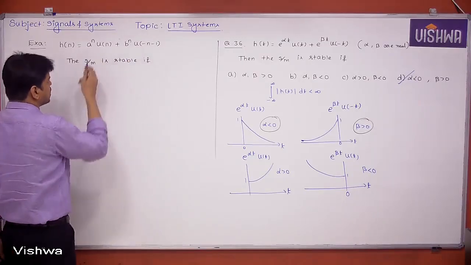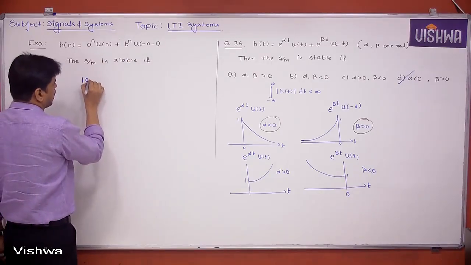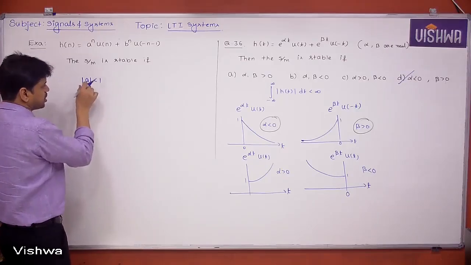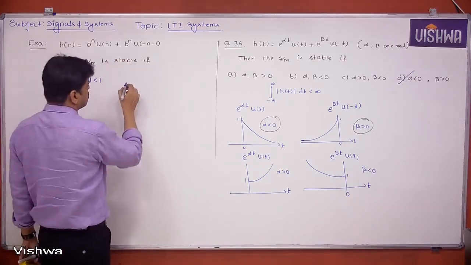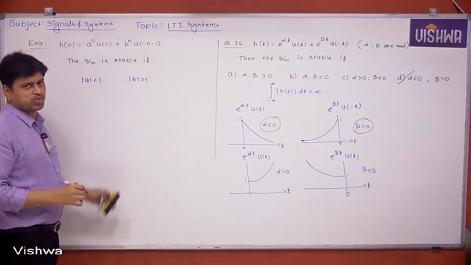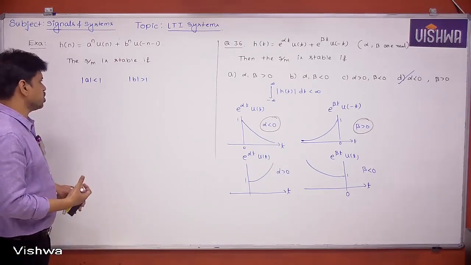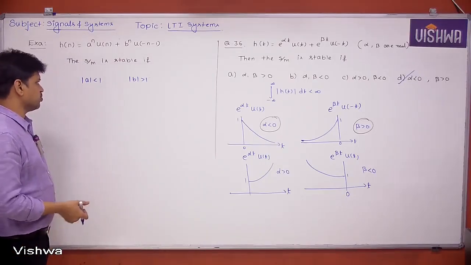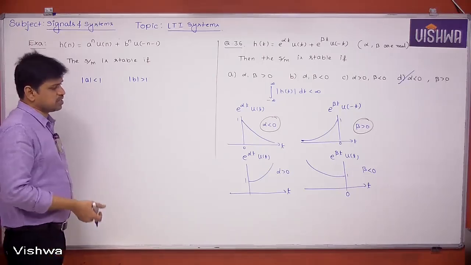So if it is a decaying exponential, mod A less than 1, in the discrete time case. Next, mod B must be greater than 1. In the discrete time case, we have seen when it is going to be growing and when it is going to be decaying. So these are the conditions we can state. Yes, this is the way. Take it.